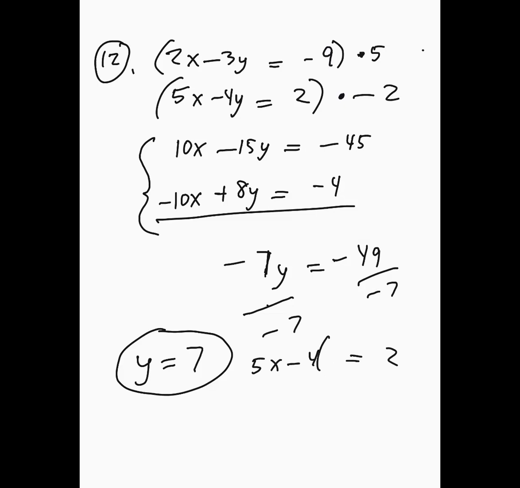So what is negative 4 times 7? Negative 28 equals 2. And then add 28 to both sides. So we'll get 30. And then we got 5x equals 30. What's the next step to get x by itself?